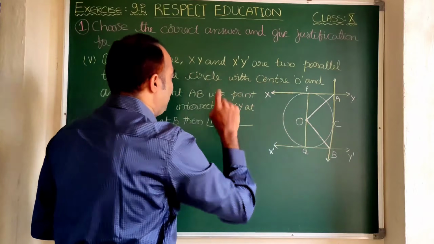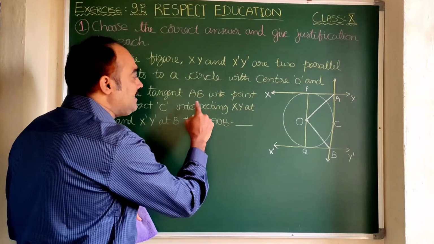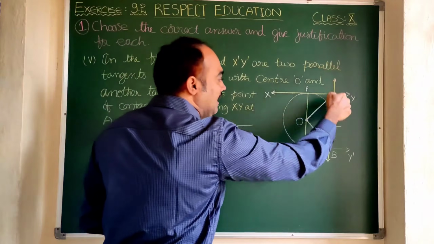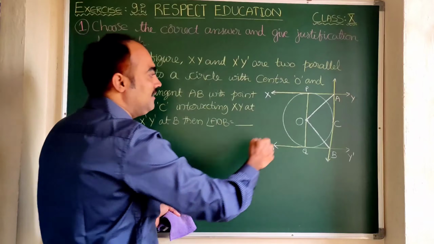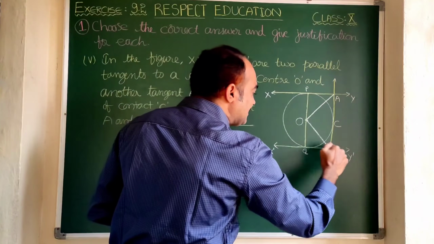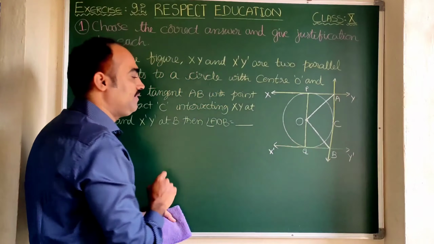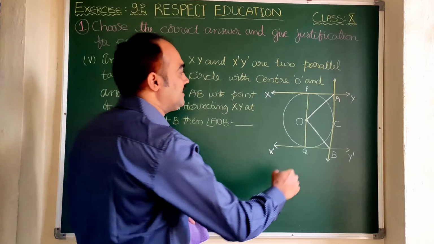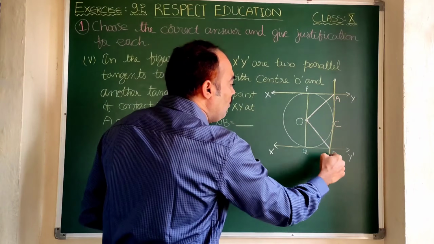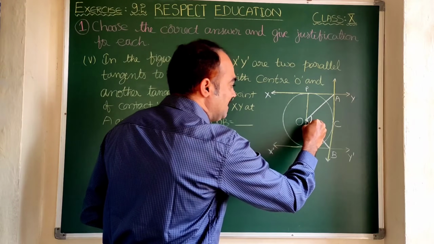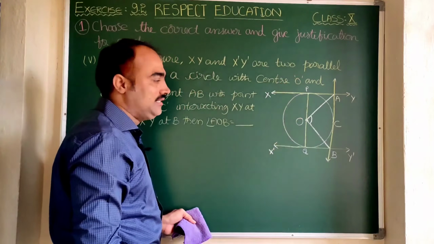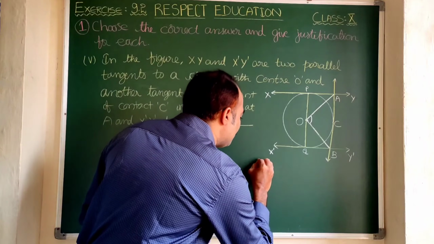That tangent AB intersecting XY at A, and AB intersecting X dash Y dash at B. Then the question is that angle AOB, this is the angle we need to find. This is our question, right? Let us start solving it.